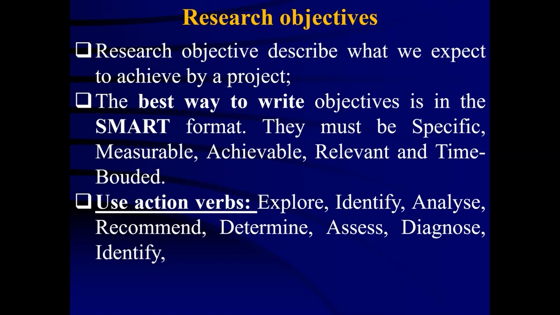Something achievable should be practical. You cannot come up with a study whose objectives cannot be achieved. And again, it should be relevant and time-bound. You can't conduct a study that will take you 10 years to achieve, while you only have 5 years, maybe in your PhD, to complete your study. So normally in research objectives, we use action verbs such as explore, identify, analyze, recommend, determine, assess, diagnose, or identify.